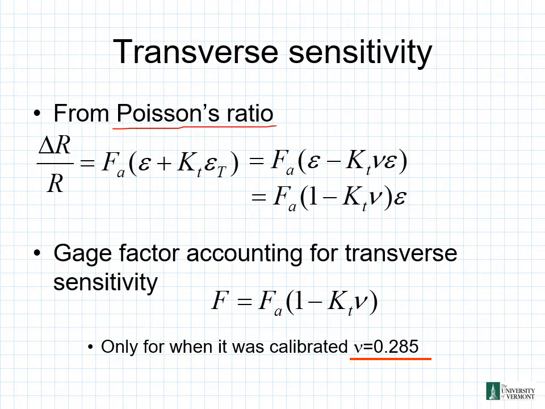So for Poisson's ratio, we can plug in here. So now our delta R over R becomes F sub A times our epsilon sub A plus K sub T times epsilon sub T, which is equal to F sub A times epsilon sub A minus K sub T v times our epsilon sub A. It's also equal to F sub A times 1 minus K sub T v with our epsilon pulled outside there. So just a simplification by plugging in from Poisson's ratio into our delta R over R equation. Now our gauge factor accounting for transverse sensitivity becomes F is equal to F sub A times 1 minus K sub T times v. Now if we take a look, there's a note down here, only for when it is calibrated, and v is equal to 0.285.